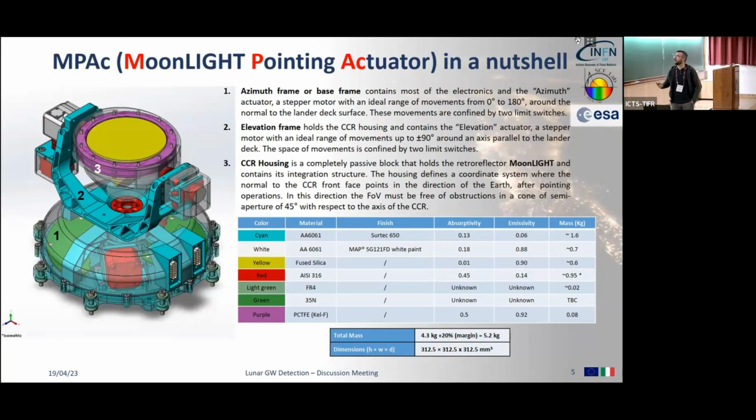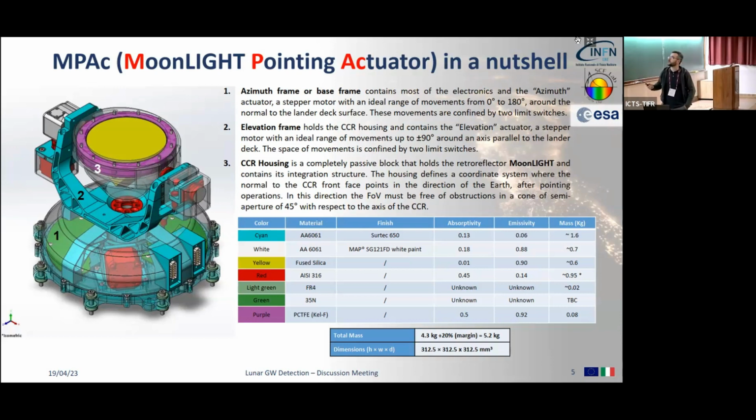So I introduce a little bit into detail the ISRO payload MPAC. You will see in the presentation, MoonLIGHT or MPAC, they are equivalent. MoonLIGHT is just the big retroreflector, MPAC is the entire payload, which stands for MoonLIGHT Pointing Actuator. And this will go to the moon next year, in 2024, April, more or less the date. And I am part of the project management office. I am also the science PI of this project.